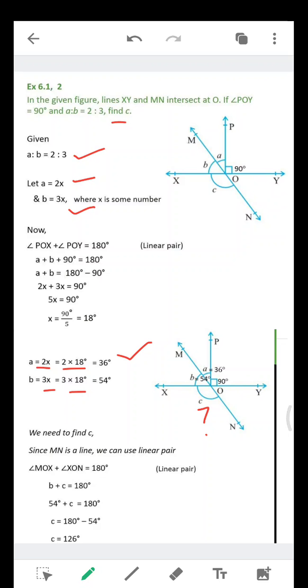To find the measurement of C, I'll again use the concept of linear pair. These two angles form a linear pair. You can clearly see here, angles B and C form a linear pair. So I can say B plus C is equal to 180, as they are angles on a line. We have the value of B, which is 54. So 54 plus C is equal to 180. C will be equal to 180 minus 54, that is 126. So this way we will find all the missing values.